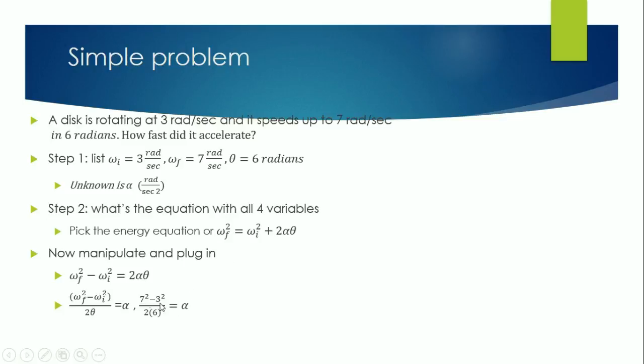So if we plug in all those numbers, 7 was the final velocity, 3 was the initial, and then the displacement was 6. So we put that on the bottom, and we just divide everything, square it, subtract, then divide. So we get 38 divided by 12 equals angular acceleration, and it's 3.17 radians per second squared. Always remember to put your units.